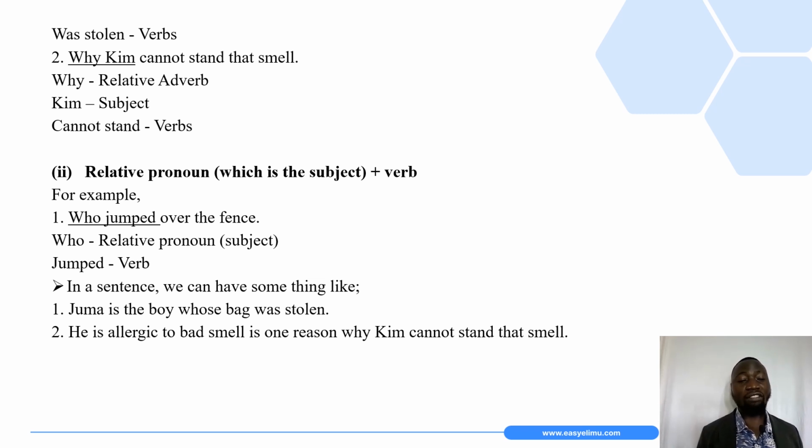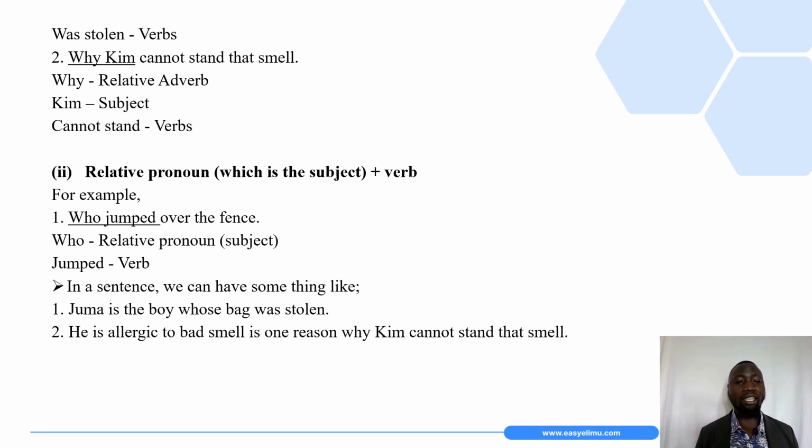Now, in the examples that we have looked at, and in most examples of how adjectival clauses are formed, because we have started with the relative pronouns, the examples cannot express a complete thought. What we are interested in here is just to learn how we can form these adjectival clauses. If we are to make the sentences express a complete thought, then we can have it sound like, Juma is the boy whose bag was stolen.